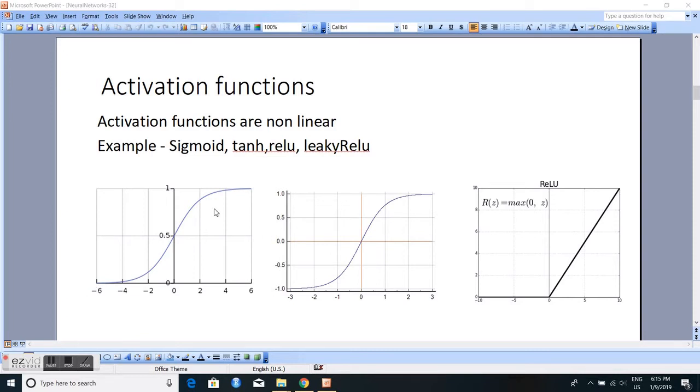The tanh function also has very similar characteristics as the sigmoid function, except that instead of varying between 0 and 1, it varies between -1 and +1. And it has an average value of 0, so it has some good characteristics. And finally we have the ReLU function, which is known as the rectified linear unit, which has a value of 0 for all negative values, and for positive values, it has the value of z. So it is the max of 0 and z.